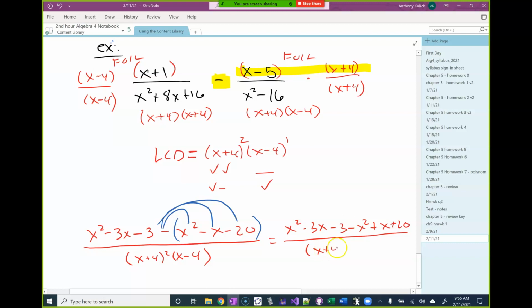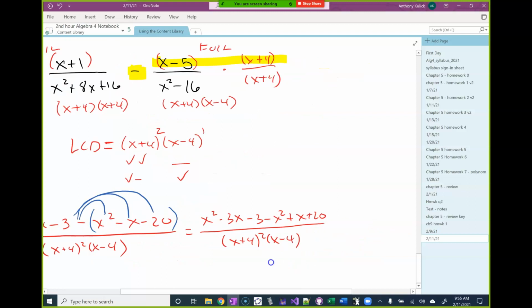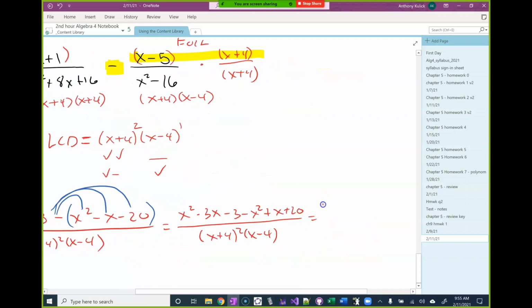Okay, so let's see. x squared minus x squared is 0. Negative 3x and positive 1x gives us negative 2x. Negative 3 and positive 20 gives us positive 17. And obviously, negative 2x plus 17 can't factor anymore. Answer.